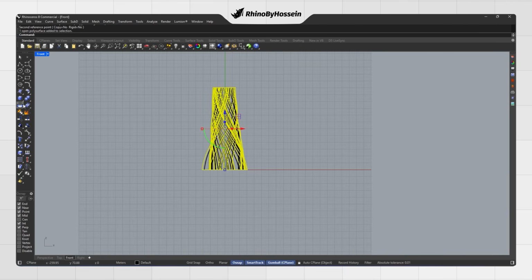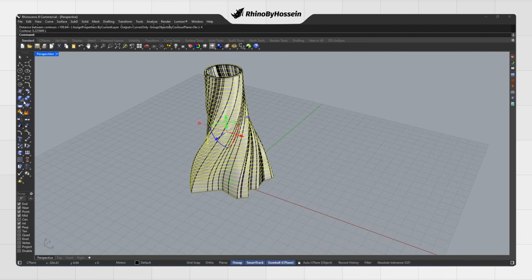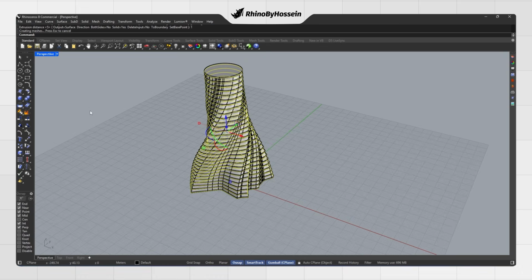After that, I moved on to the floor division. I sectioned the surface every 4 meters, since each floor was approximately 4 meters in height. Then I extruded these contour lines by about 50 centimeters to generate the slab for each level.